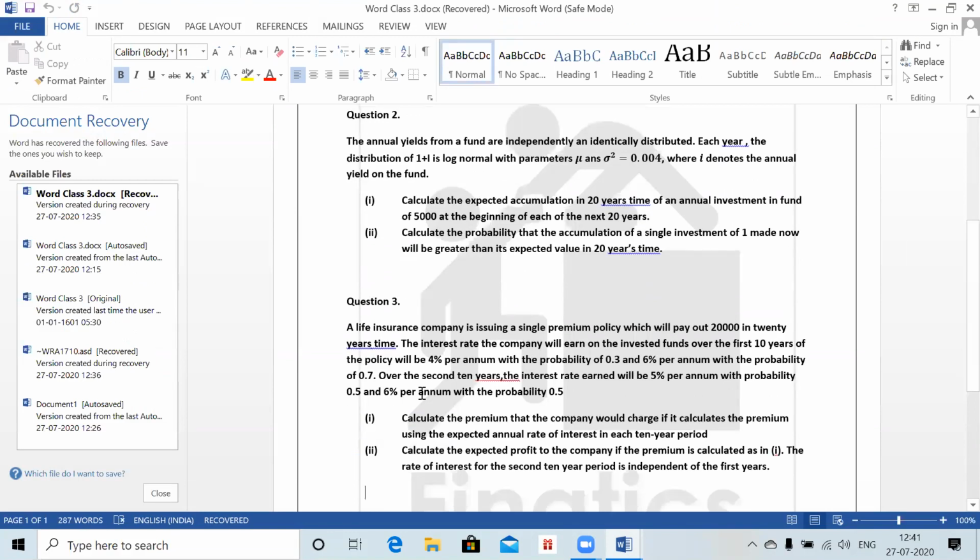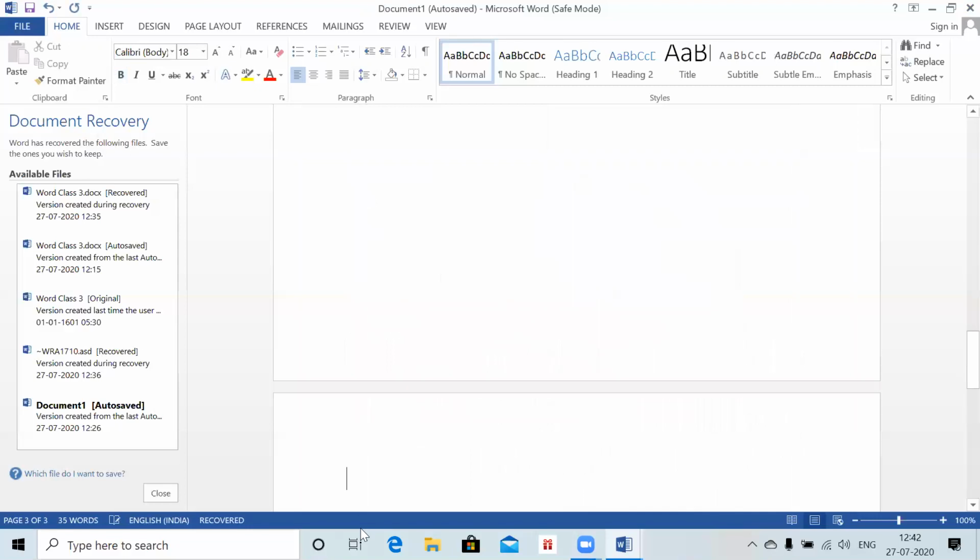Question 3. A life insurance company is issuing a single premium policy which will pay out 20,000 in 20 years' time. The interest rate the company will earn over the first 10 years will be 4% with probability 0.3 and 6% with probability 0.7. Over the second 10 years, the interest rate earned will be 5% per annum with probability 0.5 and 6% with probability 0.5. Calculate the premium that the company would charge if it calculates the premium using the expected annual rate of interest in each 10-year period. So you have to calculate the expectation for both of the i's and then use it as premium. So control enter, question 3.